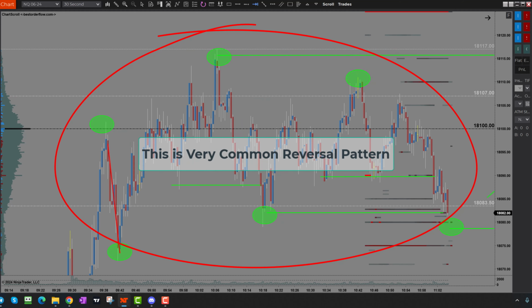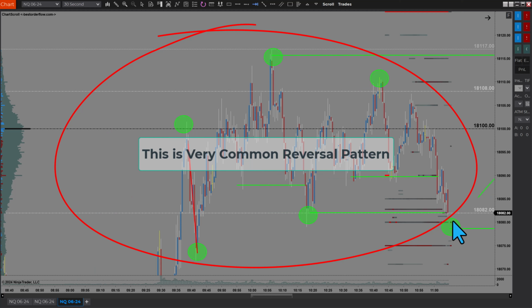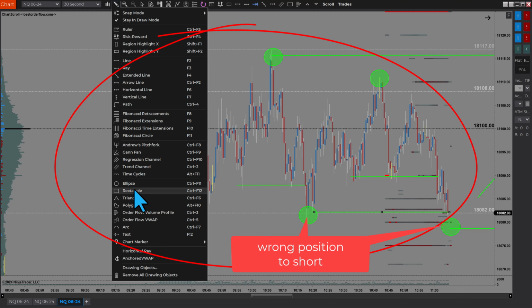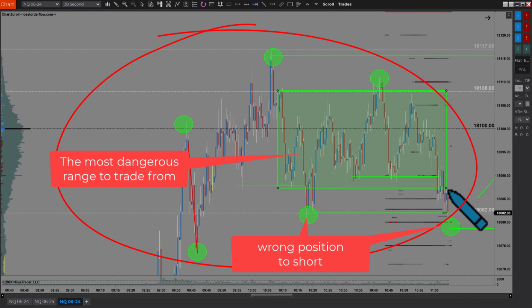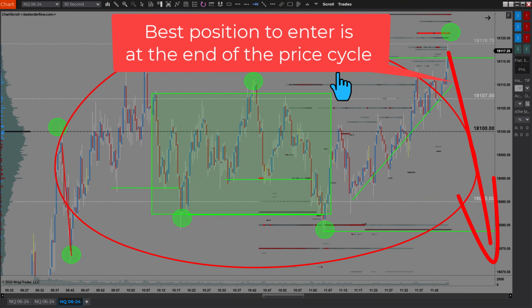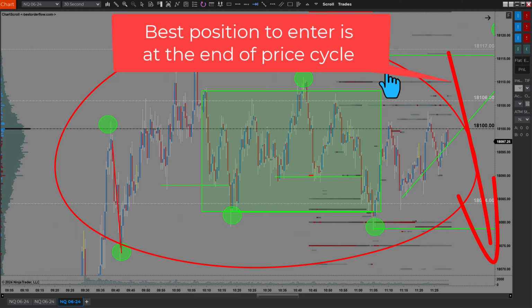While we were on a live stream, from this point, I was expecting that price would go higher. That means I will never be entering a position right here, or right here, or right here. This is the most dangerous spot to trade because price is building and collecting liquidity. This range is the most dangerous to enter in any direction, even right over here. I said to myself, now you will have a better position to enter the short. And the best position to enter is at the end of the price cycle.